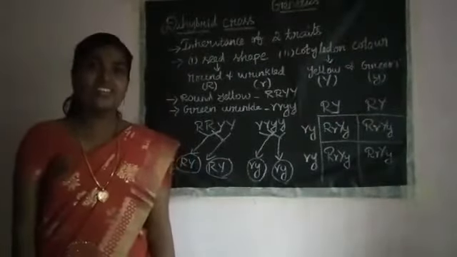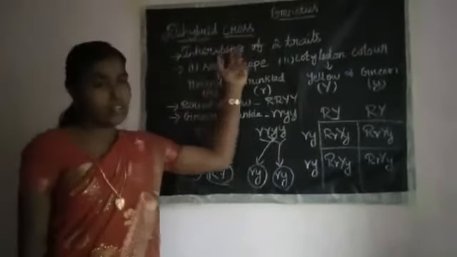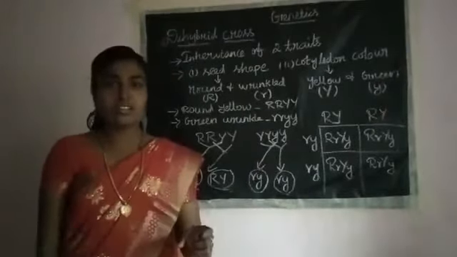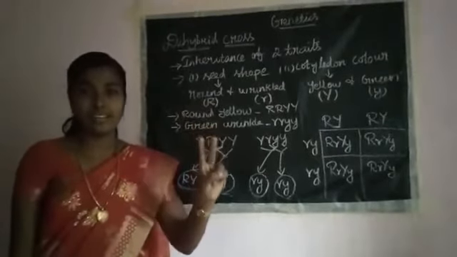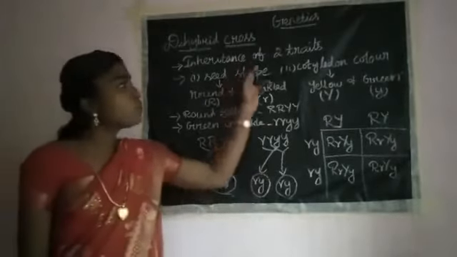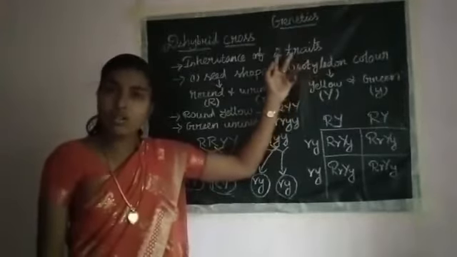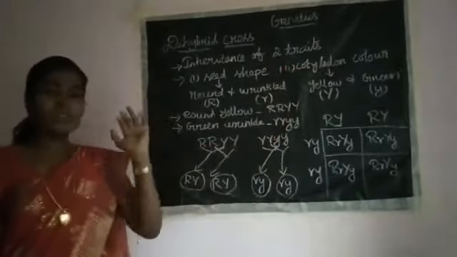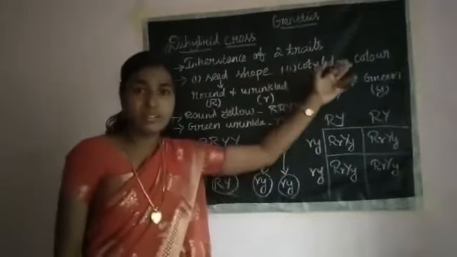Hello students, today we are going to discuss dihybrid cross. What is a dihybrid cross? It is the cross in which individuals differ in two characters. That is, it is the inheritance of two pairs of opposite characters or two pairs of contrasting traits. Here, what are the two characters? Seed shape and cotyledon color.